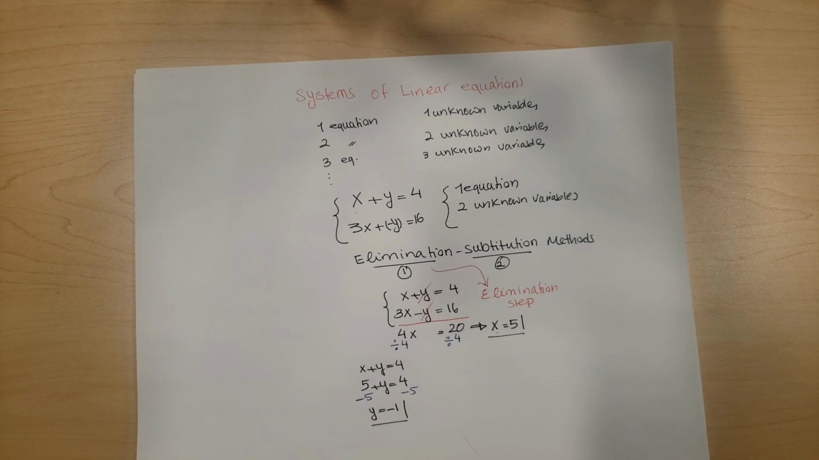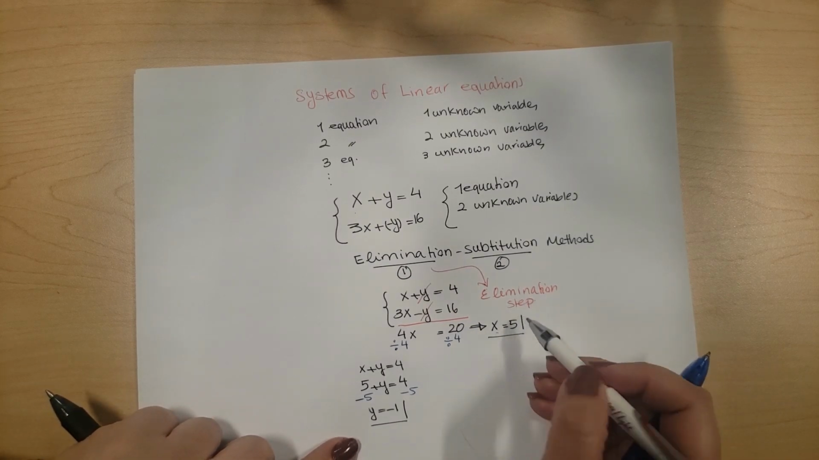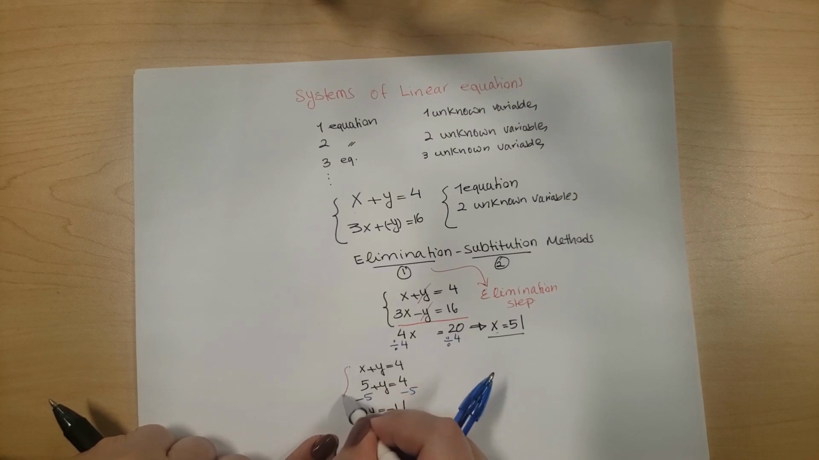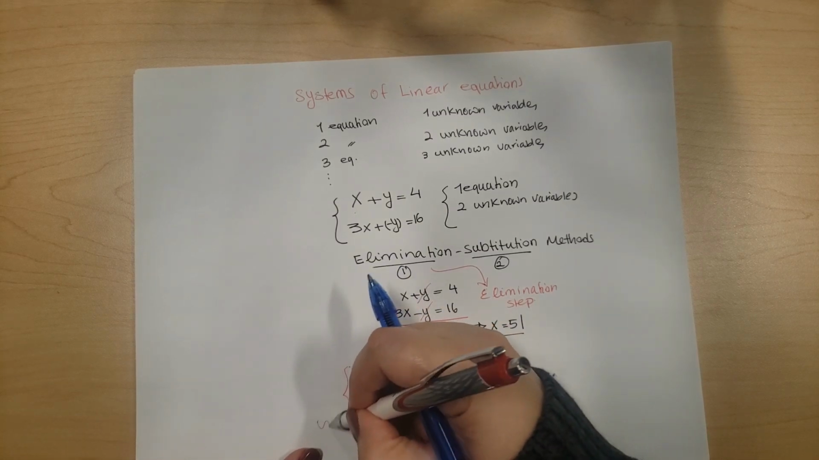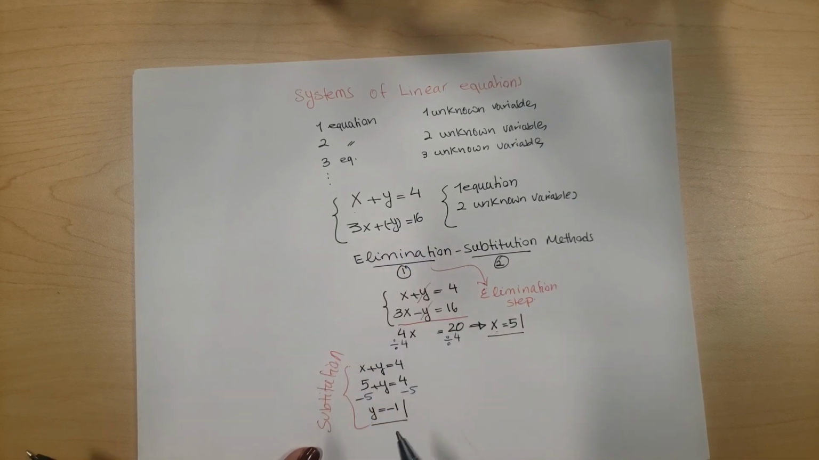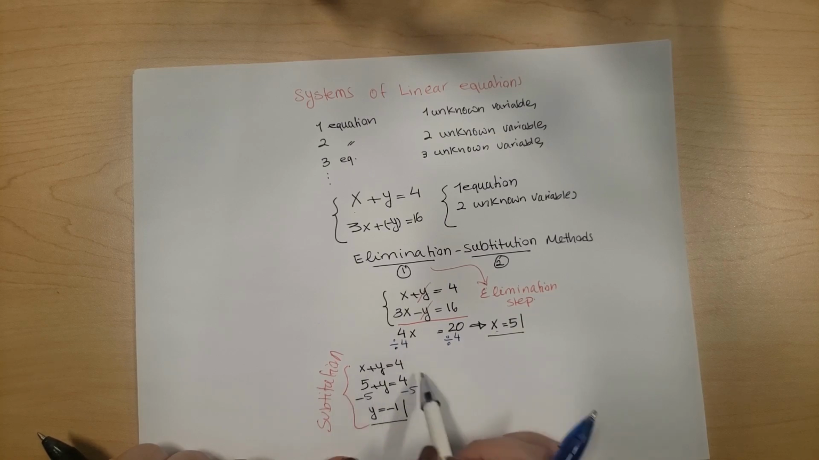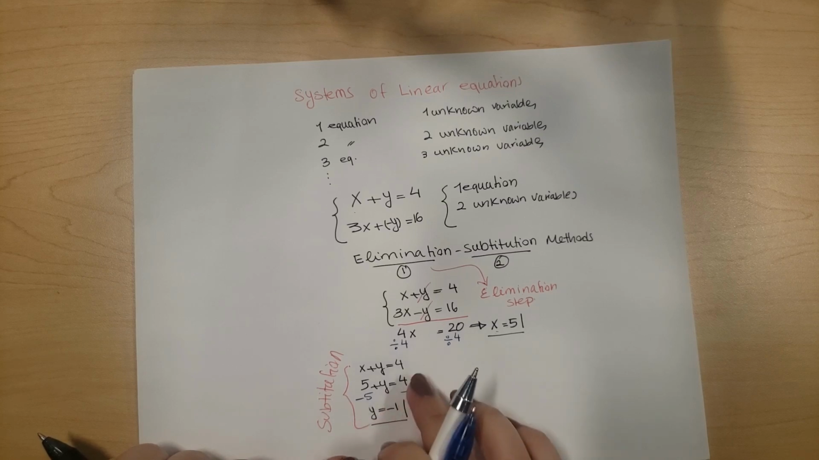As you can see, I eliminated the y in the first step. Then in the second step, which I call substitution, I substituted my x as 5, and I ended up with another linear equation in terms of y. Then I solved it and found the value of y.